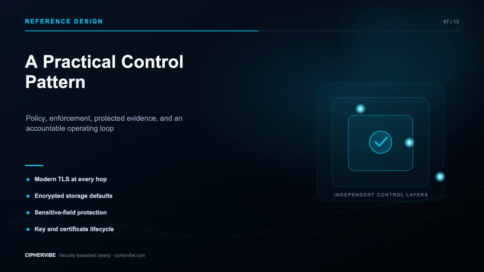Use this reference pattern. Begin with an explicit policy that describes the permitted outcome. Enforce that policy at the closest reliable control point. Route decision and activity evidence to protected storage. Then give an accountable team a tested path to review exceptions, correct drift, and respond to violations. A complete encryption pattern protects every data path with validated transport, encrypts every persistent copy by default, adds application layer safeguards for selected values, and operates keys and certificates as controlled assets.